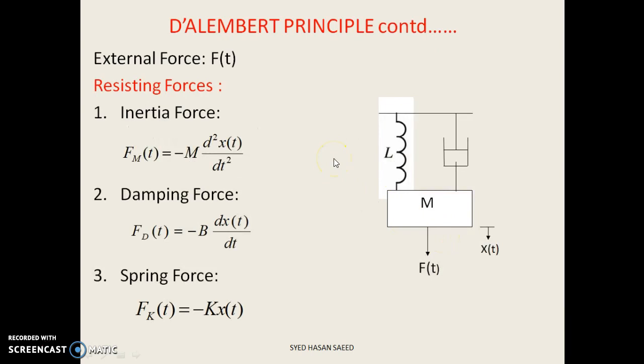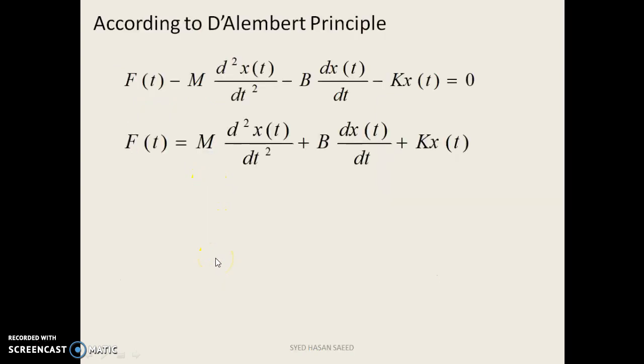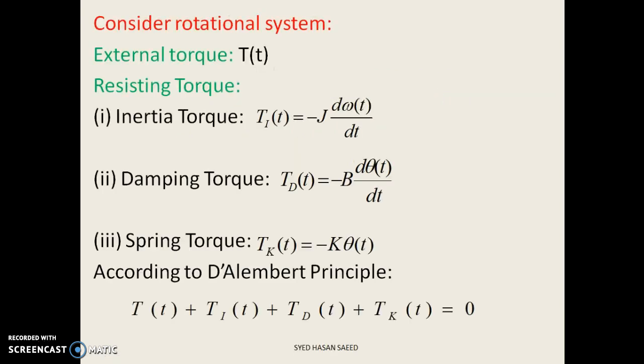Now, take an example for the D'Alembert principle. Consider a very simple mechanical system with a spring, a dashpot, and the mass m. The mass m is hanging and the force f(t) is applied. Here we consider the three types of resisting forces: the inertia force, given by m d2x(t) upon dt square, the damping force, and the spring force. According to D'Alembert principle, the algebraic sum of all the forces is equal to zero.